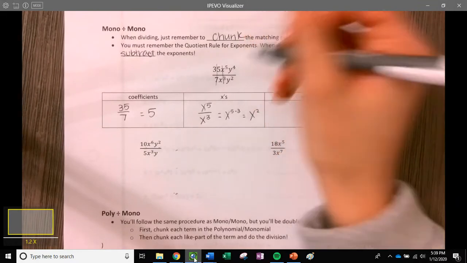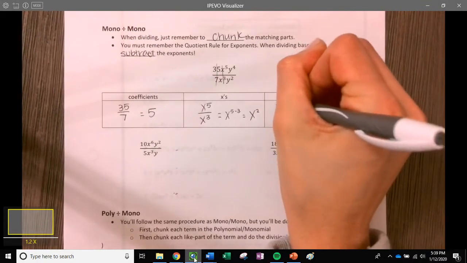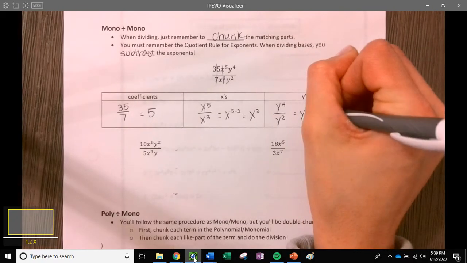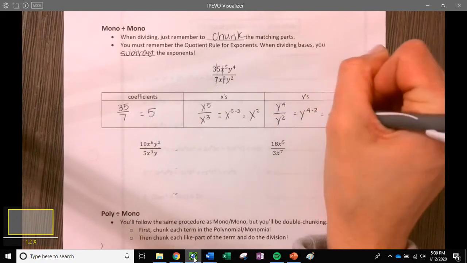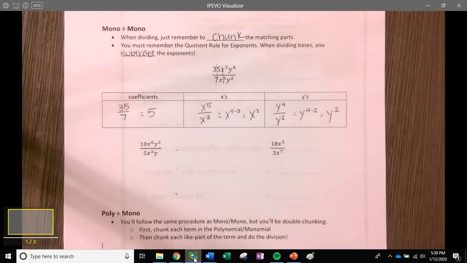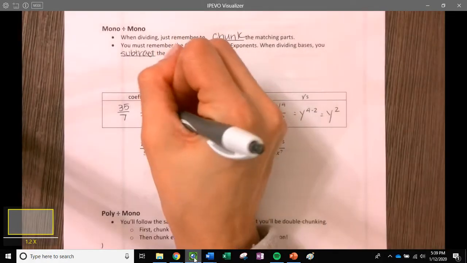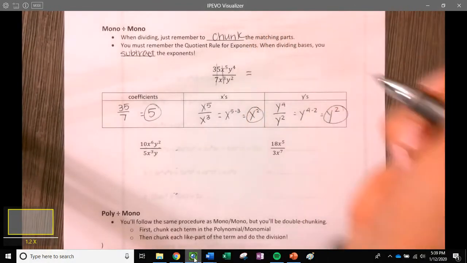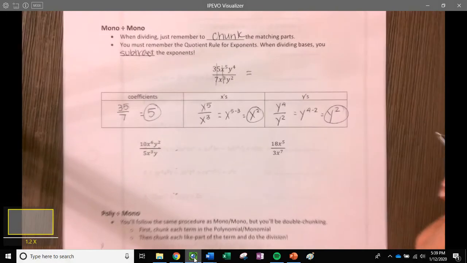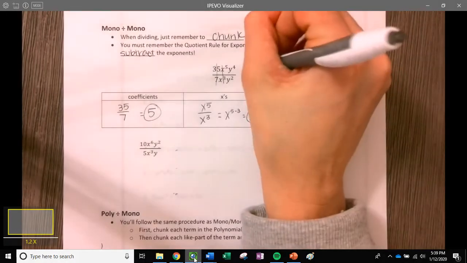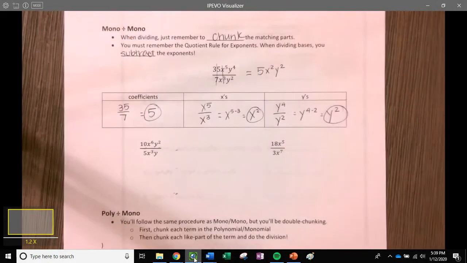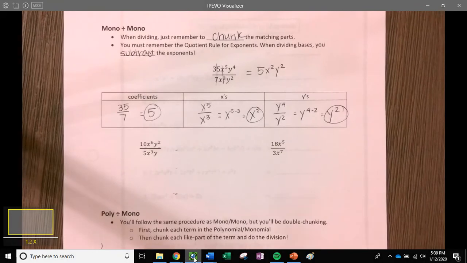Now we're going to take care of these y's. Y to the 4th divided by y squared. Well, that's the same thing as y to the 4th minus 2, which equals y squared. So now we've got to put all these chunks back together. 35x to the 5th y to the 4th divided by 7x cubed y squared is 5x squared y squared. Not so bad when you split it up, right? Let's take a look at another one.